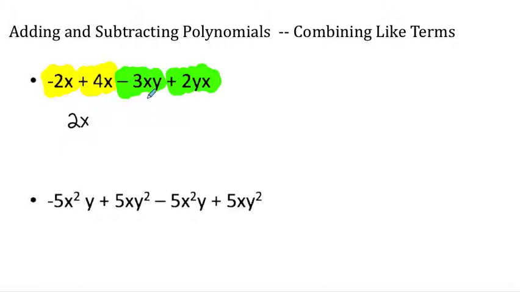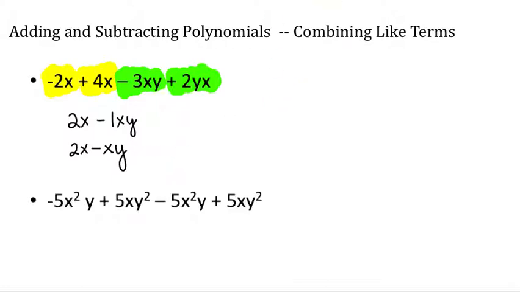Over here I've got negative 3xy and positive 2yx, and so if I combine those coefficients, that will give me negative 1, and I'm going to write it as xy because, generally speaking, we write the variables in alphabetical order to save us from some of this confusion. In addition, I hope that you remember that the coefficient of 1 is often dropped from terms, so this would also be correct to write as 2x minus xy.